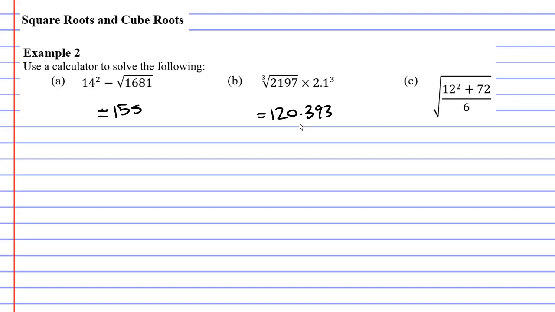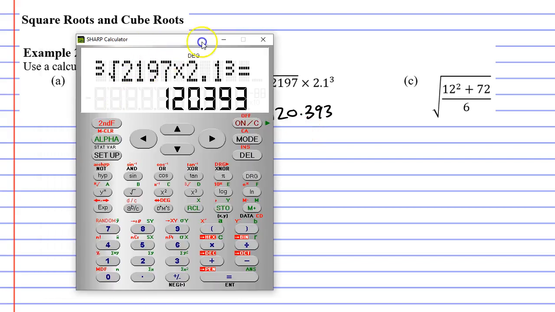Now moving on to question C. What makes this one quite difficult is there's a lot of stuff all happening inside of the radical sign. And the best way to work that out is to do it piece by piece and to actually square root it at the very end. So I'll show you how to do that.